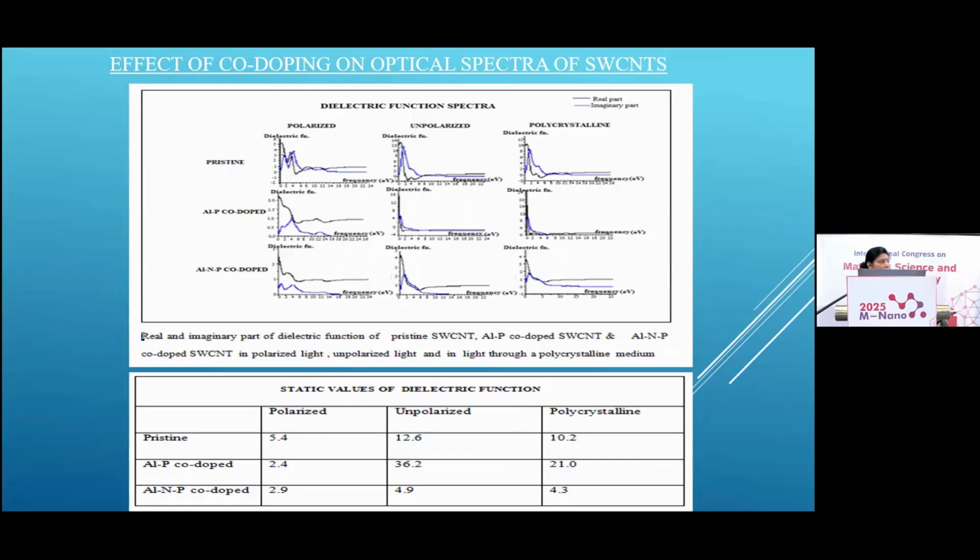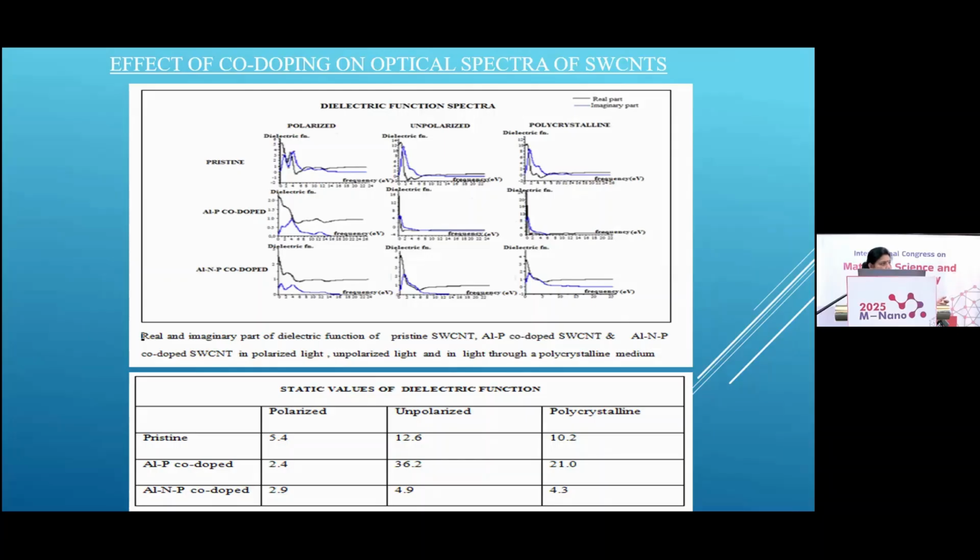You can see the blue part is expressing the real part of the dielectric function, and the black curve is representing the imaginary part of the dielectric function. There are different formulas in optics from which we can calculate the refractive index of a particular material. Whatever we want to find out at whatever frequency, we can calculate using those formulas from these dielectric function graphs. And the static values I have given here in tabular form.